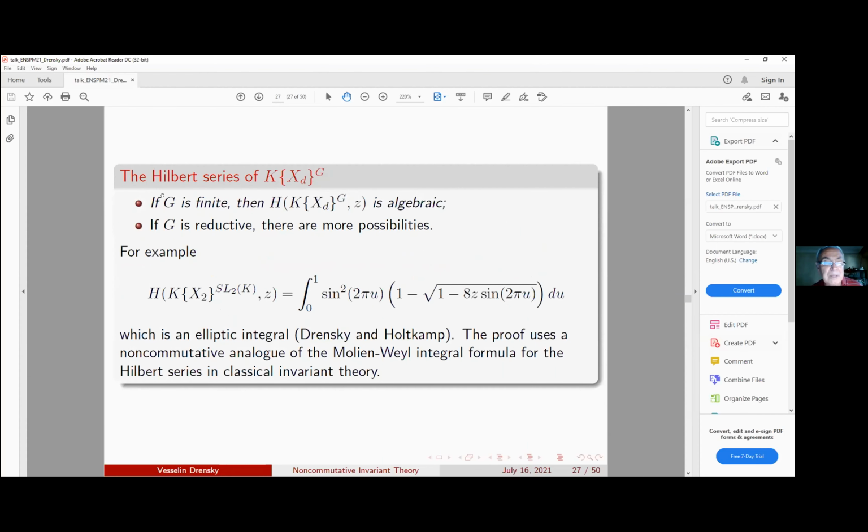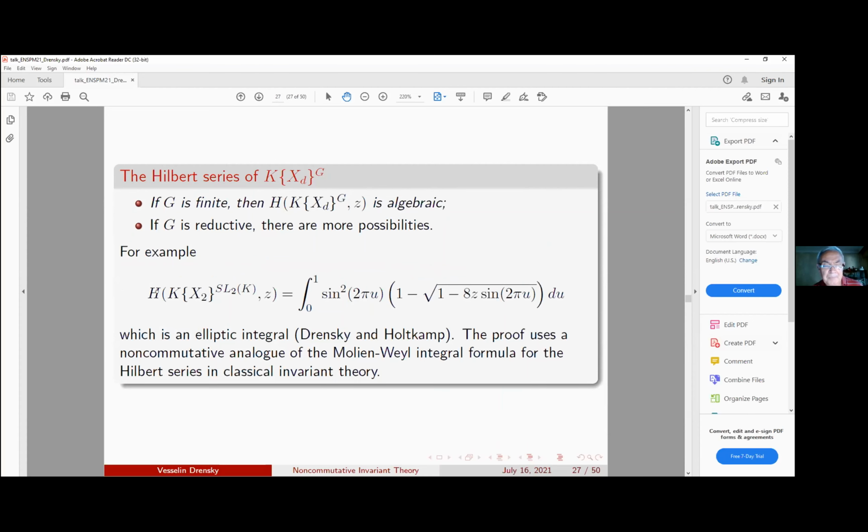And what happens with the Hilbert series? For the Lie algebra, you see the Hilbert series is not nice. With the invariants, it's even worse. But if the group is finite, then the Hilbert series of the invariants of the free non-associative algebra are algebraic. It's easy to see. I will discuss it later. But for reductive groups, the result is not very nice.